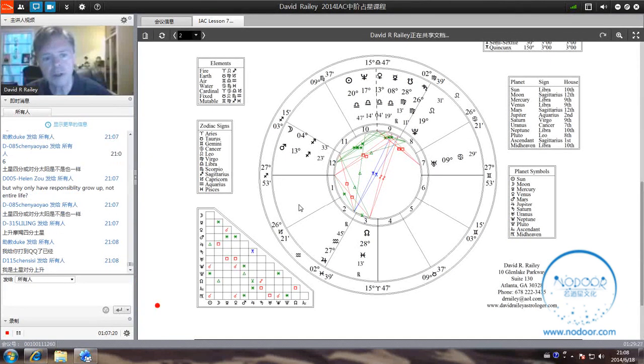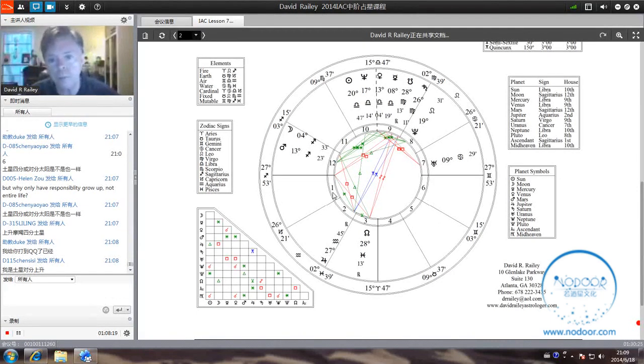Chen Yao asked whether it's the same for Saturn square or opposite Sun. It's very similar to Saturn square the ascendant. The difference is that with Sun and Saturn, it ties in more with the relationship with the father or grandfather or grandparent. If it's the Sun and Saturn, it often means the influence of the father in some way in terms of responsibility or obligation or hard work.